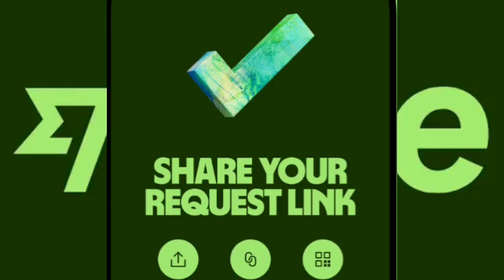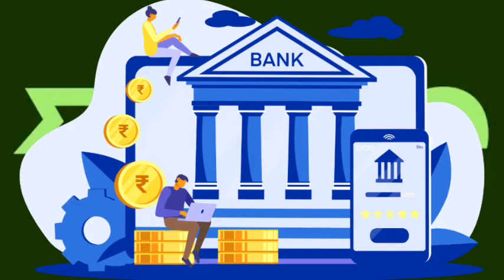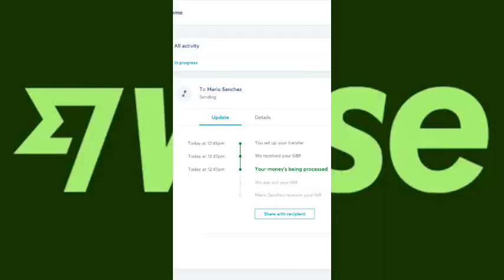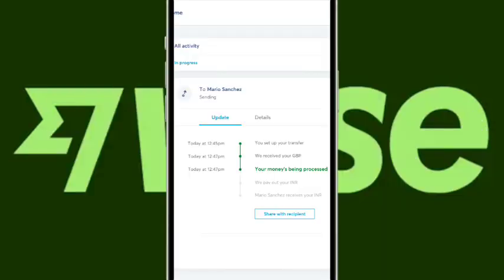The Wise shareable tracking link is a unique, secure URL generated inside your transaction activity page that allows your recipient to monitor the real-time movement of the money in their own browser without needing a Wise login account or exposing your private banking data. To grab this asset link, open the specific transaction tracker inside your app.